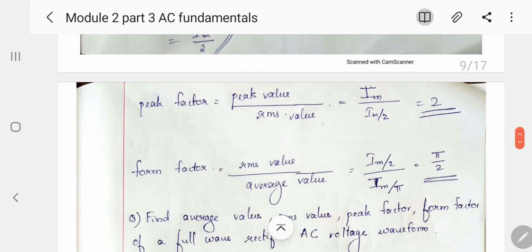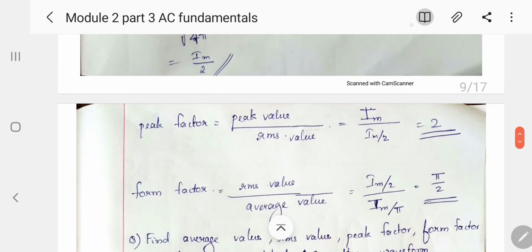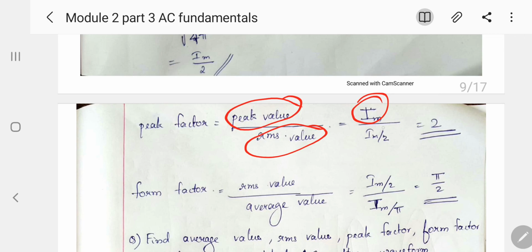Next we are going to find the peak factor and form factor. What is the equation for peak factor? Peak value by RMS value. The peak value is Im and the RMS value is Im by 2, substituting which you will get the answer as 2 itself.